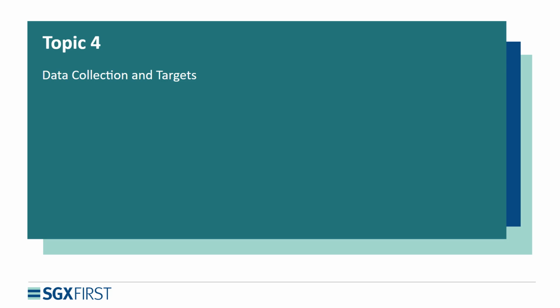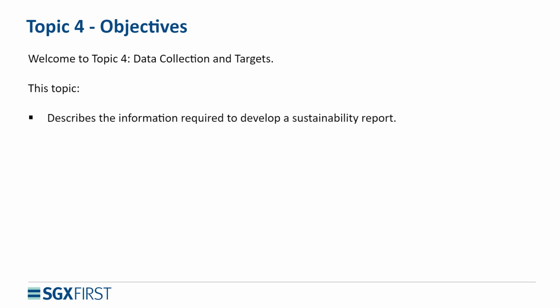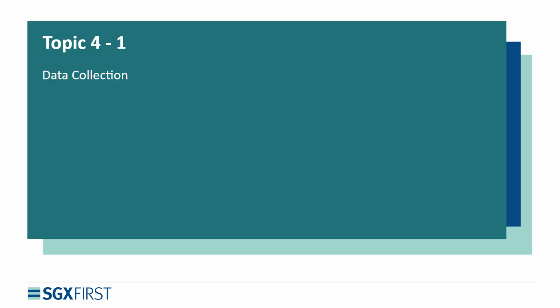Topic 4: Data Collection and Targets. Welcome to Topic 4: Data Collection and Targets. This topic describes the information required to develop a sustainability report and provides an overview of managing the data collection process. This topic also describes the objectives of setting targets for material environmental, social, and governance factors, including an example of a SMART target. Topic 4.1: Data Collection.